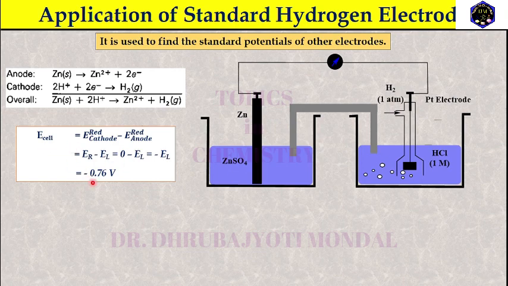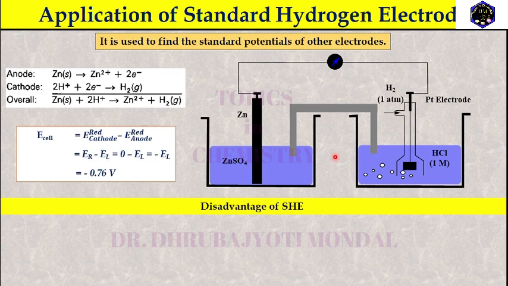Therefore, from that equation you can say that E cell is equal to minus 0.76. Therefore, the reduction potential of the zinc electrode is minus 0.76. So in this way, you can find the standard potential of any unknown electrode.